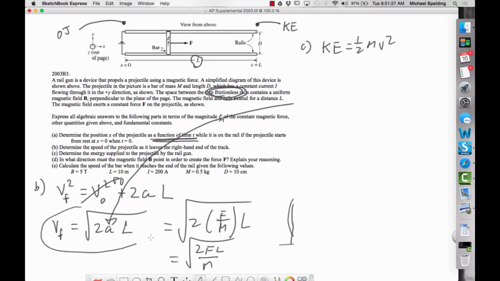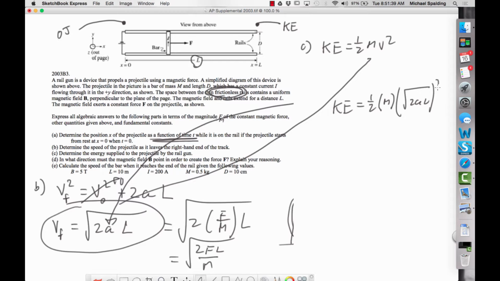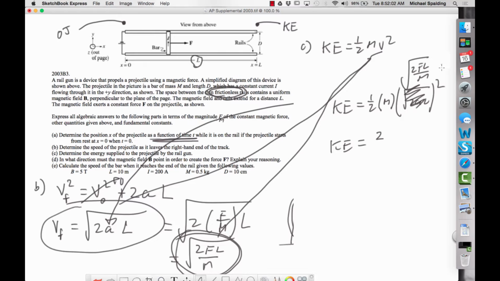We have the v right here, so plug that in. Plug in for v. So you're going to get kinetic energy equals 1/2 m, and then the square root of 2AL, squared. Wait, I messed up. We plugged this one in. Sorry, I'm going too fast. This gets plugged in for v final. So this should be the square root of 2FL over m, but then that's squared. So it actually simplifies to just F times L.